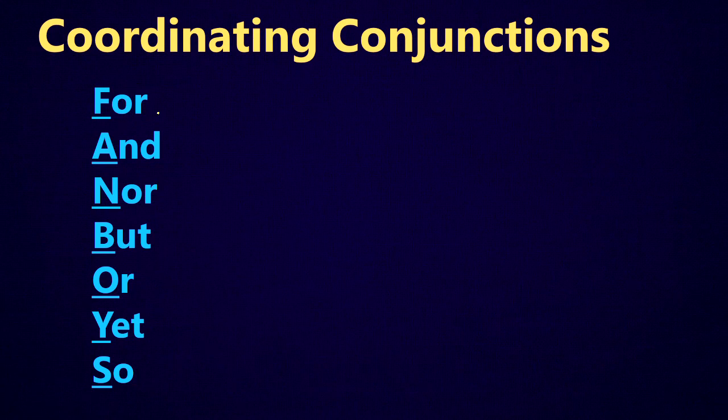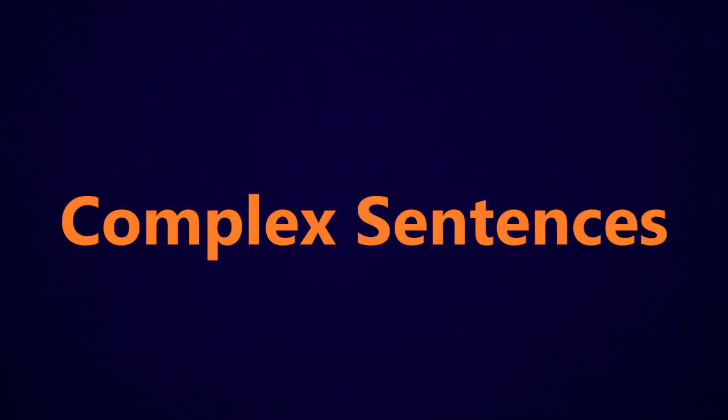Now, for, we don't use it as a conjunction a lot. It's kind of an older one or a more formal one. The most common ones you're going to see are and, but, or, and so. So I'll just put a star there. Those are the most common coordinating conjunctions you're going to see.